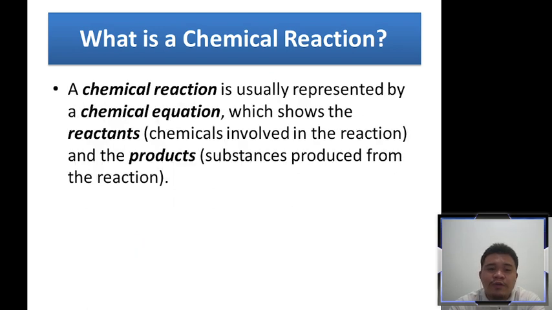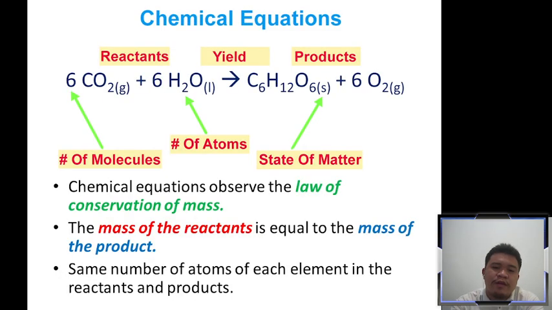And usually, a chemical reaction is represented by a chemical equation, which shows the reactants, which are usually written on the left side of the equation, as well as the products, which are usually written on the right side of the equation. So reactants are the chemicals involved in a chemical reaction, while the products are the substances that are produced from that reaction. So to show you that one, let me give you an example.